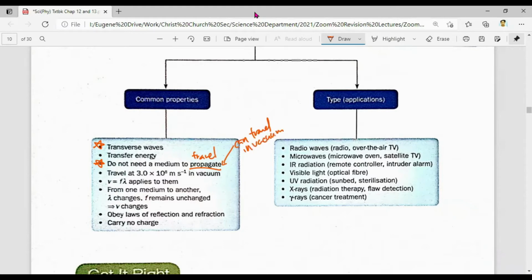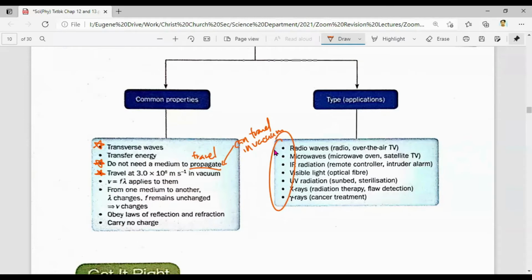Okay. And next, it travels at 3 times 10 to the power of 8 meters per second in vacuum. So these three are the key ones that you should try to remember. In terms of application, we just went through. So this is all of it. So EM wave is a relatively short chapter. That's quite easy to remember.